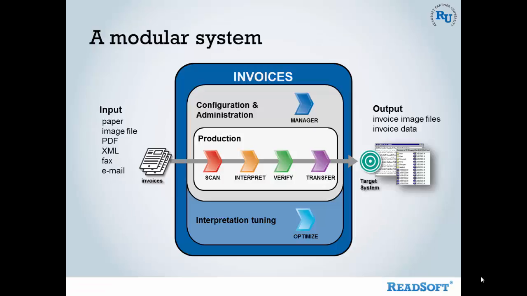ReadSoft Invoices consists of 6 modules, all with their own key features. Invoices can be received from a number of different sources. Paper invoices will be scanned in the scan module to produce an electronic file. Invoices in form of attachments to emails or invoices received via fax are imported in the interpret module. Data validation and exception handling are taken care of in the verify module. When data validation is complete, the metadata along with the image file are transferred to the next coming system by use of the transfer module. Manager and optimize modules are administrative tools, not used in daily production.